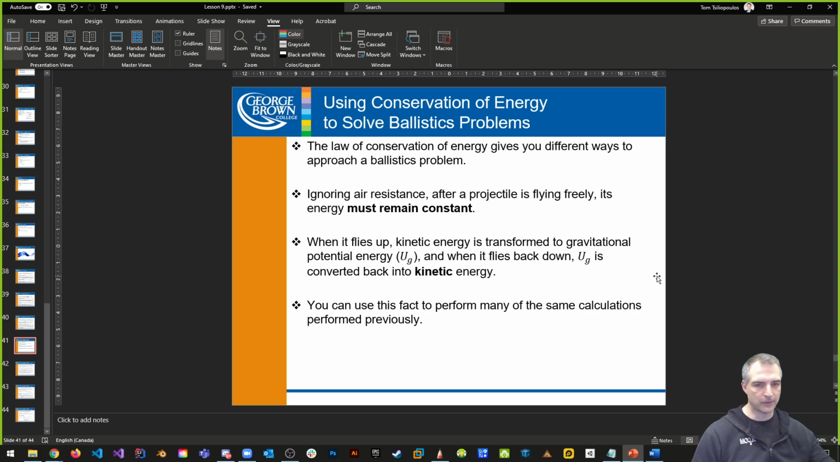So again, think about, I have a cannonball. When I shoot a cannonball up into the air, kinetic energy is transformed to gravitational potential energy, or UG. And when it flies back down, potential gravitational energy is transferred back into kinetic energy. And it's going to keep on doing this, minus some kind of energy loss if it's hitting the ground and bouncing. If I've got bounce, I've got clack, I got sound.